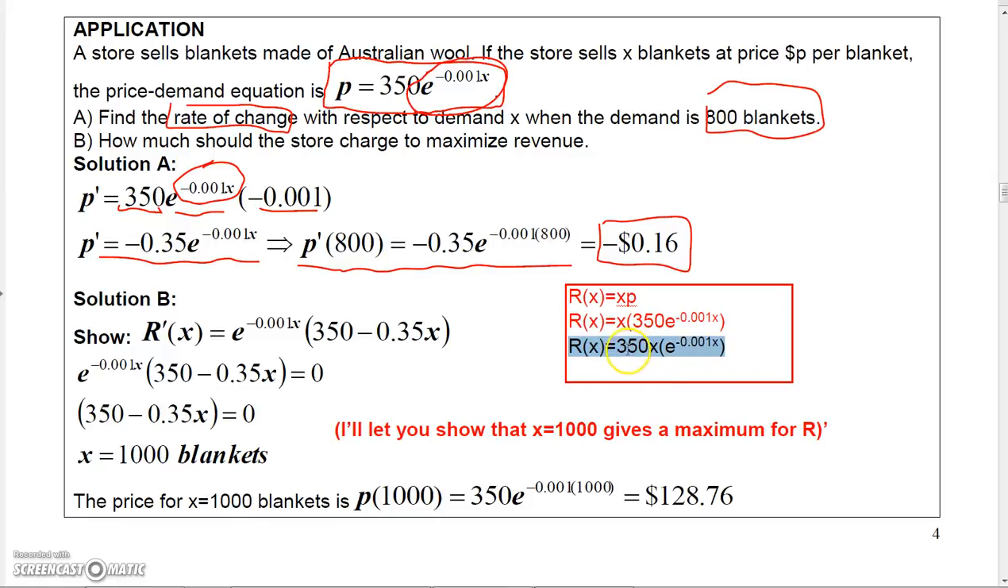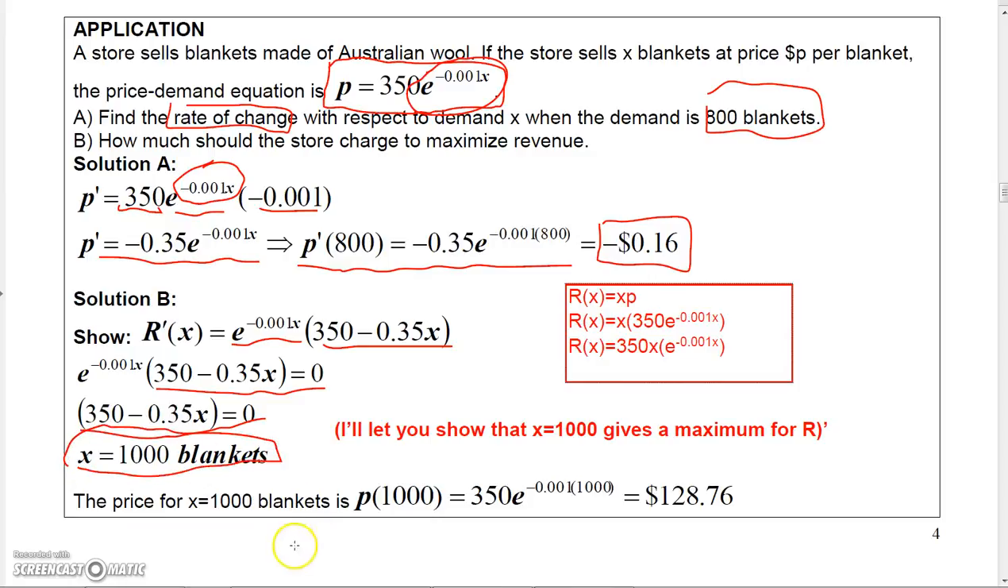And when you find the derivative, you can factor out the e to the negative 0.001x, and what you'll get is 350 minus 0.35x. Then you set that equal to 0, and the only way this can equal 0 is if that expression equals 0. So all you have to do is solve this linear equation: move the 0.35x to the right, then divide 0.35 into 350 to get x, and so x is 1,000 blankets.